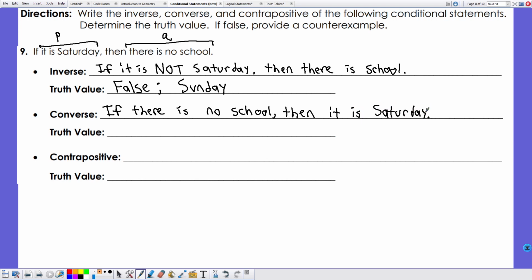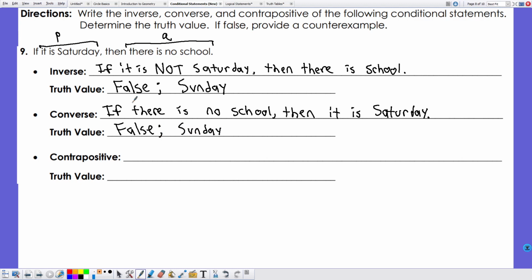Okay. And is the truth value true or false? Well, it's kind of similar to the inverse. If there is no school, then it is Saturday. Not necessarily true. So we're going to say it's false. Because, again, it could have been Sunday, and if it was Sunday, there would be no school.